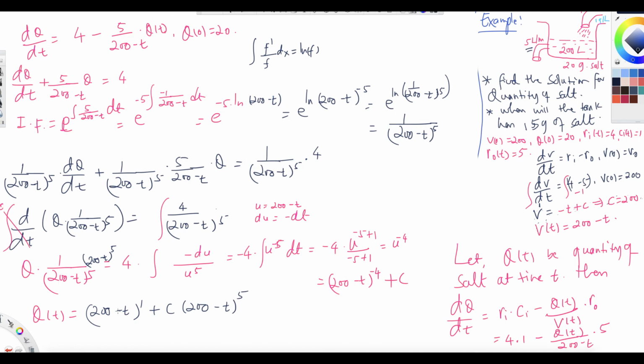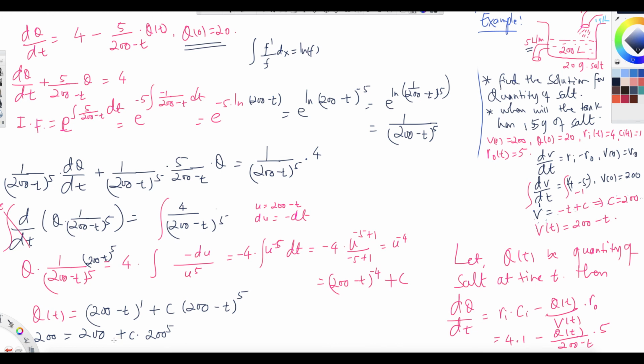So you need to find out the c though. What is c? You need to plug in q(0). So q(0) is 20. So 20 equals 200 plus c times, oh my god, 200 to the 5th. It's a huge number there, right?